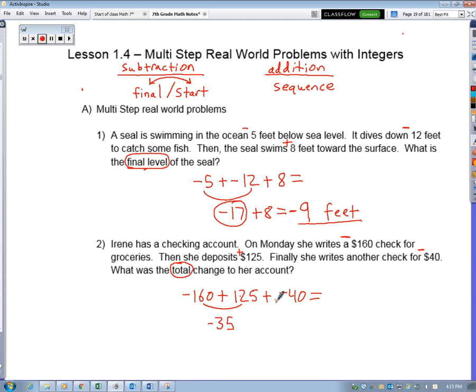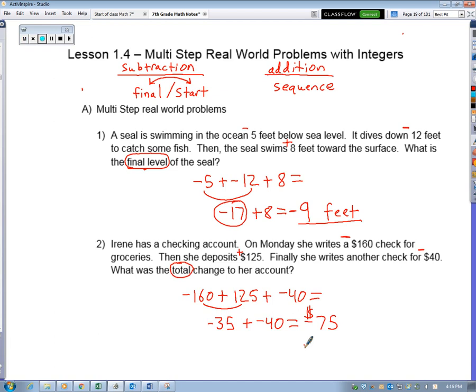Now, let's just drop down the rest of it. Now we're going to add our negative 40 to that. Okay, negative 35 and negative 40, they're both negative. We can add those up like normal. And when we do that, that is going to get us 75. Okay, so after all that stuff that she did, she has a negative balance of $75. All right, that's our answer there.